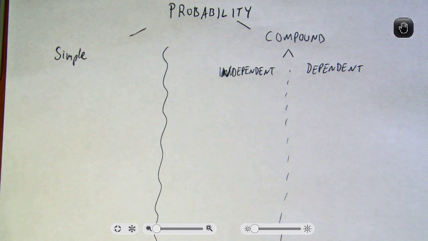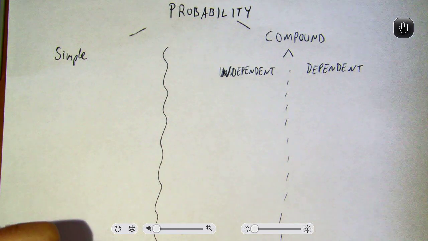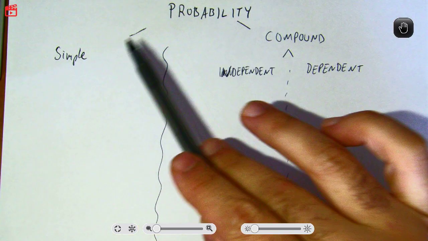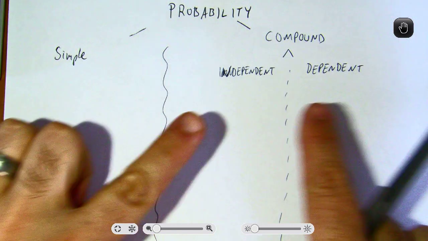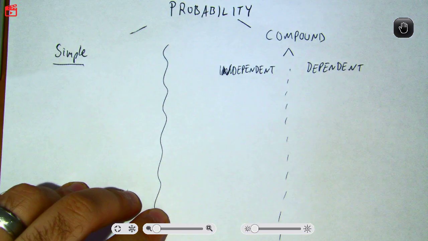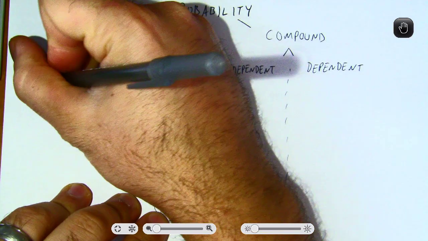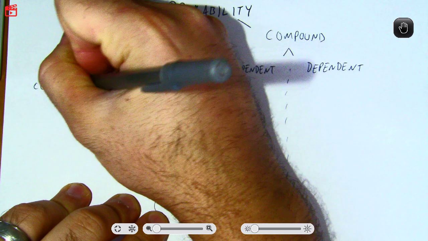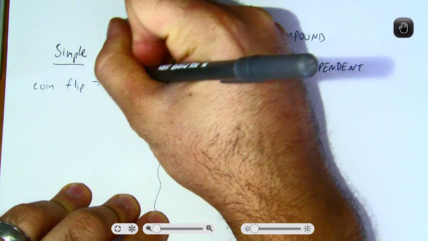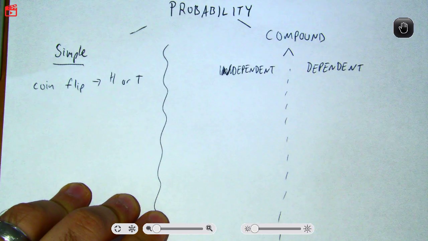Okay, humans, so we're going to talk about probability today. Probability can take all different kinds of forms, but the big two buckets we have are simple and compound. We're talking about simple first, because compound obviously gets complicated. Simple probability. This is when you have a simple coin flip, when you have options of heads or tails.